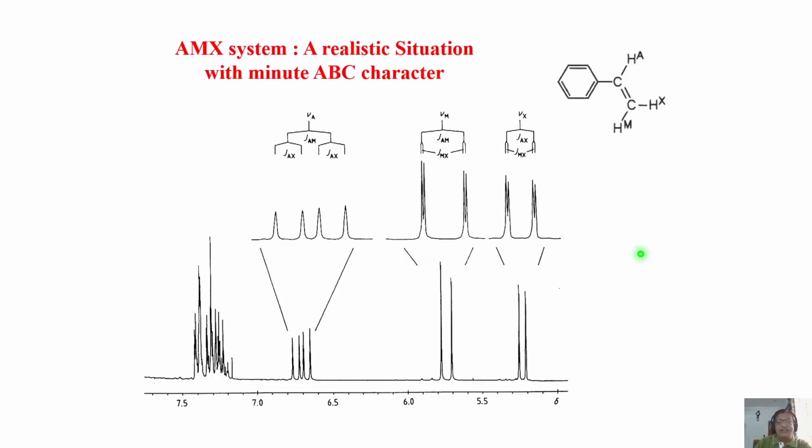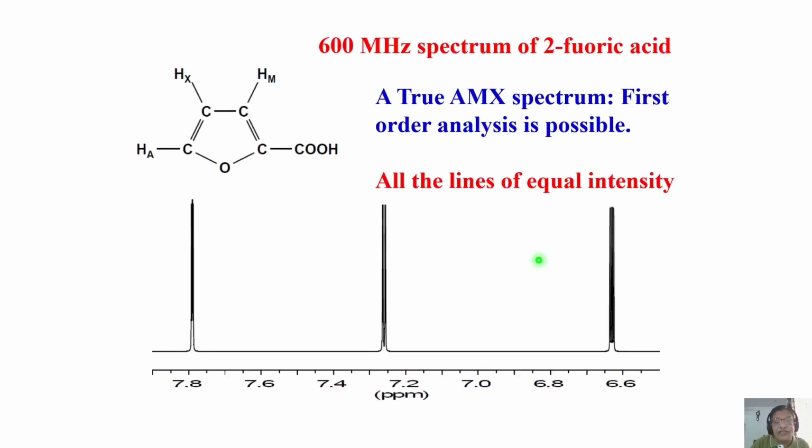Now AMX in a realistic situation is like this. You see, this is one part A, M, and X. This is an AMX spin system. Look at it. But do you call it a real AMX? No. Look at it. The intensities are not exactly equal. They should be of equal intensity, a 1:1:1 ratio. They are not. So I would say it is close to AMX, but there is a minute ABC character present here. It is not a perfect weakly coupled spin system. Get the point? So you should understand that.